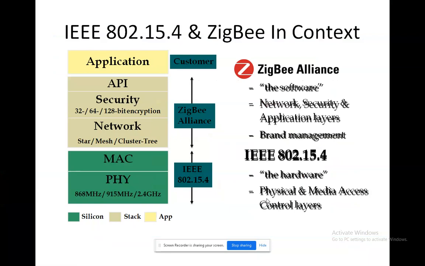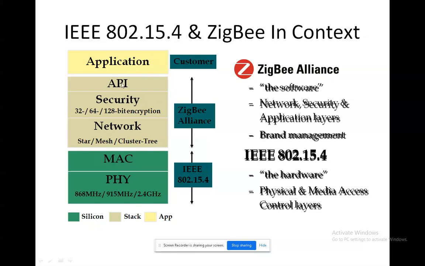MAC is the medium access control. Very good. Correct, media access control. And then the application layer will be used at the user level. The network layer will be used under the control of medium access control, and the physical layer will be responsible for the frequency ranges. The bandwidth, everything will be controlled by the physical layer. This is the physical layer, this one is the network layer, and this is the application layer.